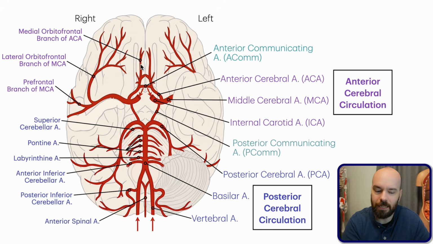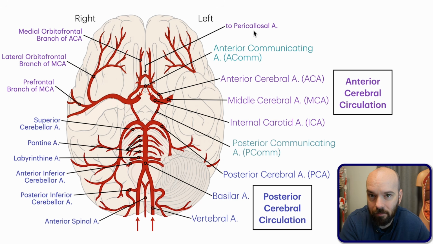But again, if you want to get more in depth with these branches, you really need to look at 3D models to see where this is all located, or a bunch of different 2D representations. A medial orbitofrontal branch, lateral orbitofrontal branch, prefrontal branch of the MCA. And then one more I want to label, because at a certain point, once the anterior cerebral artery has wrapped around the corpus callosum, we start calling it the pericallosal artery instead of the anterior cerebral artery. And of course, pericallosal just means around the corpus callosum.